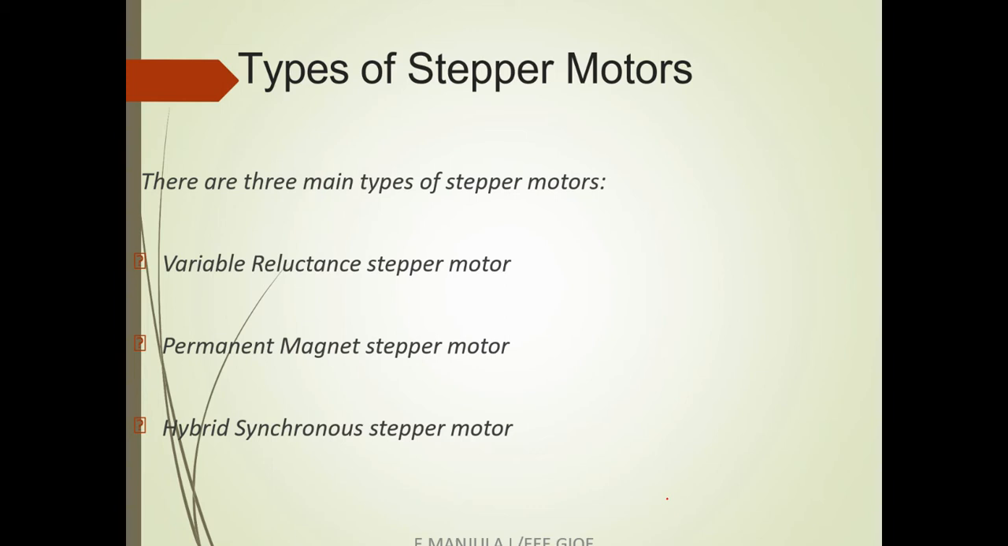So how many types of stepper motors are there? We know the stepper motors; in that there will be a classification of stepper motors again. There are variable reluctance motor, permanent magnet stepper motor and hybrid synchronous stepper. Now in your syllabus, only the types of stepper motors are there, not a detailed description.